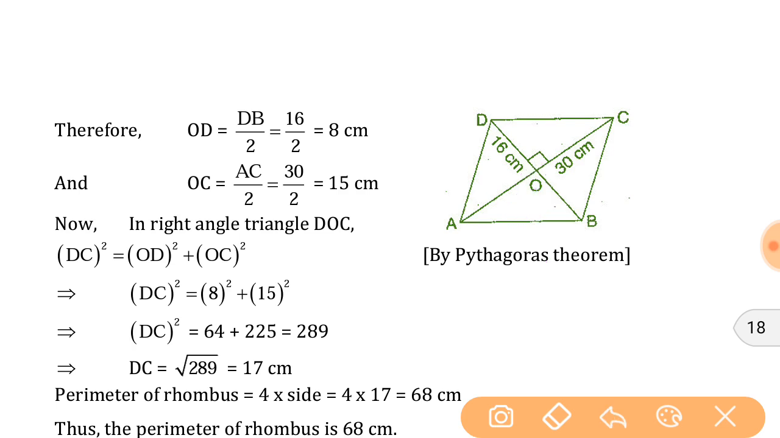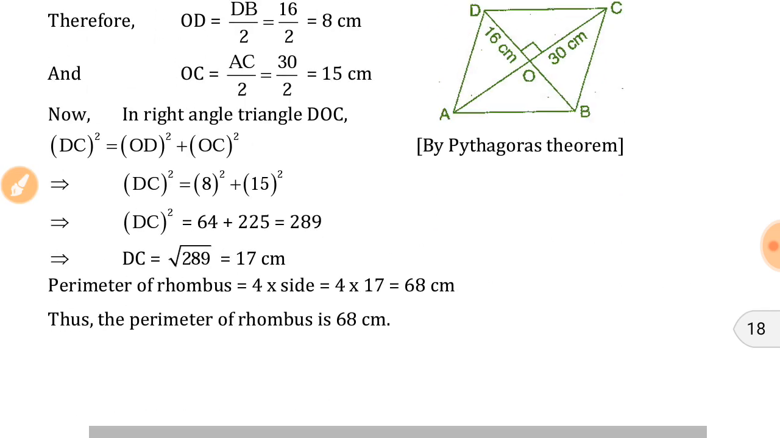One triangle you can find in right angle triangle DOC. See, DOC, this is 15, this is 8. So you can easily find the DC value. How? DC square is equal to OD square plus OC square, because it is right angle at O. Then DC square we don't know. OD is 8, OC is 15 centimeter, 8 square is 64, 15 square is 15 into 15, 225. Add it, 289, it is nothing but 17 square. So DC is 17.